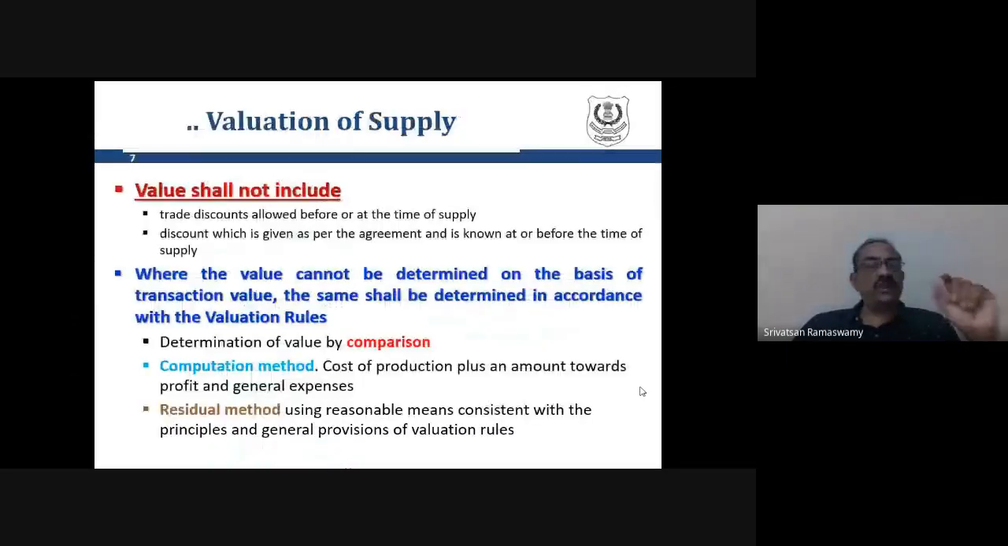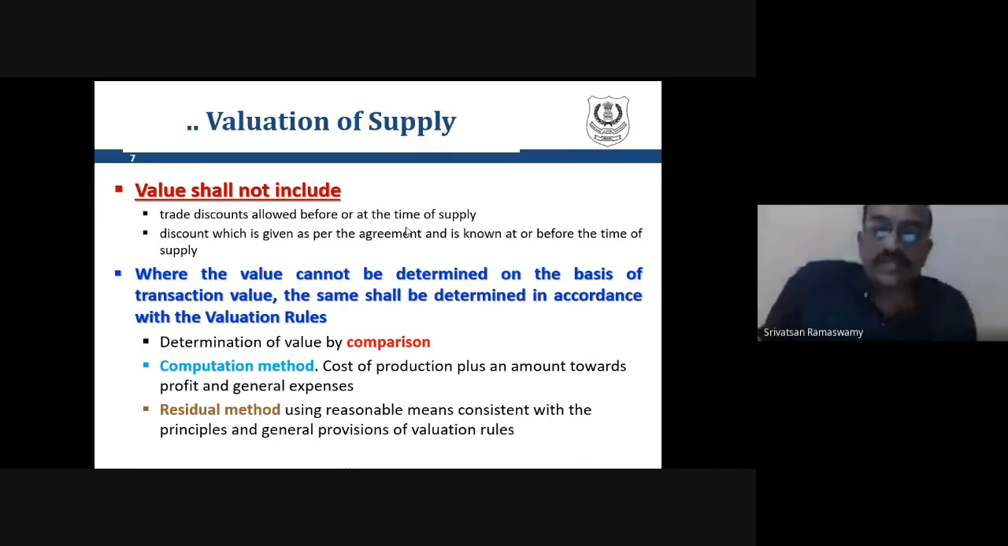And value shall not include the trade discounts that are allowed before or at the time of supply, or discounts which are given as per the agreement and are known at the time of or before the time of supply. So this is exactly what I said. There has to be a contractual recognition that a quantum of discount shall be extended even though you don't know how much discount you are going to allow. So this is a broad snapshot of what the transaction value is all about.